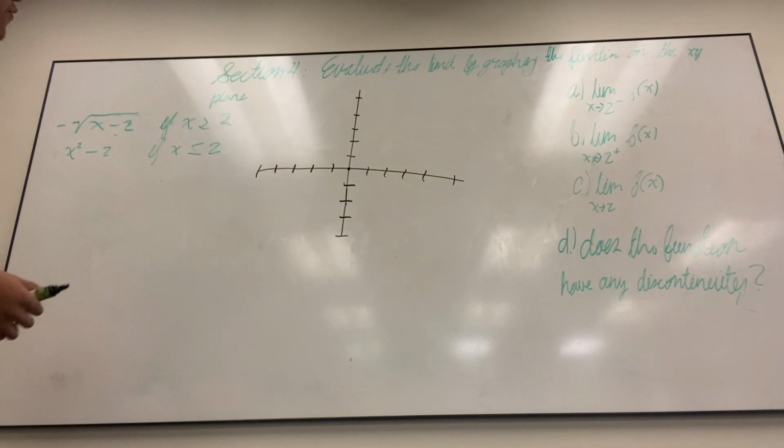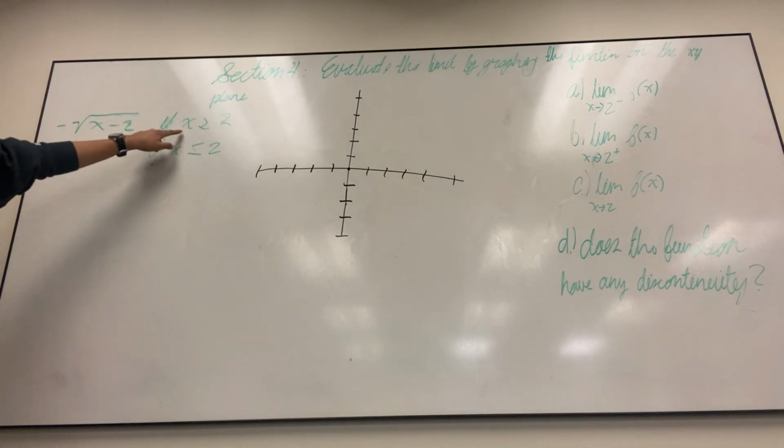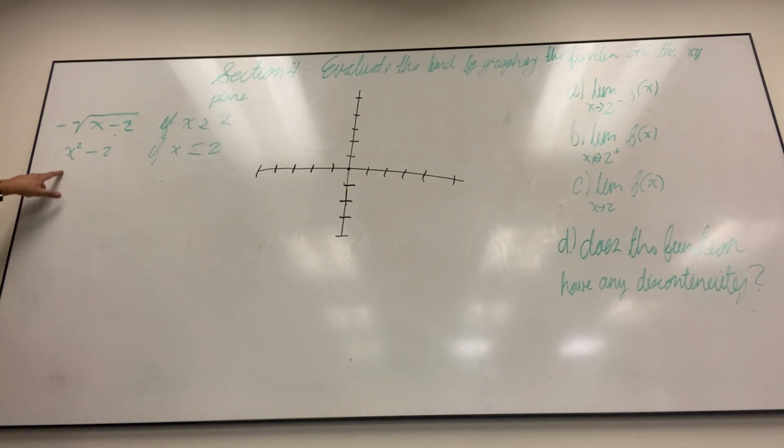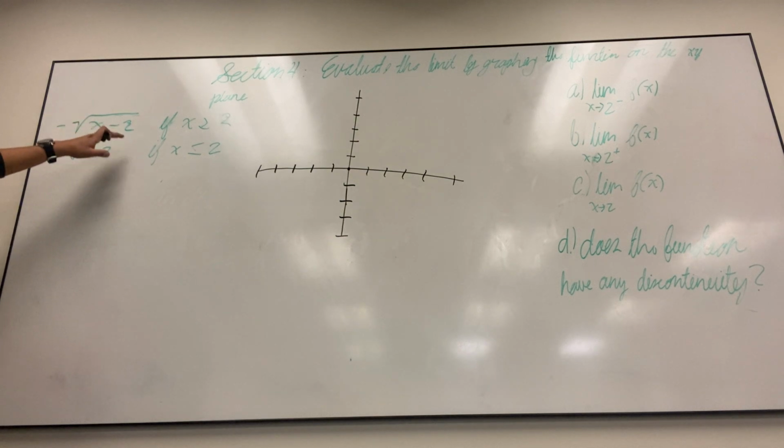Okay, section 4, evaluate the limit by graphing the function on the xy plane. So our given function is negative square root of x minus 2 if x is less than or equal to 2. And our next function is x squared minus 2 if x is greater than or equal to 2. In this sense, we graph our first given function, which is negative square root of x minus 2.